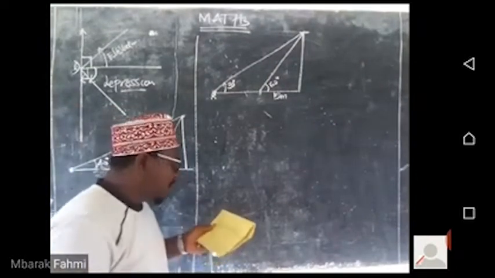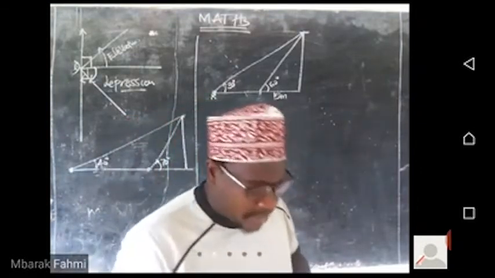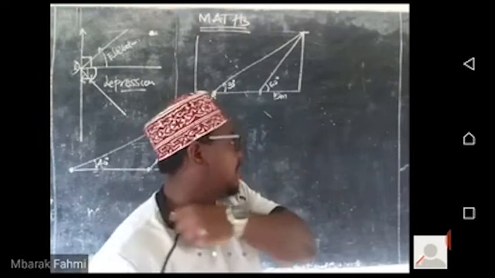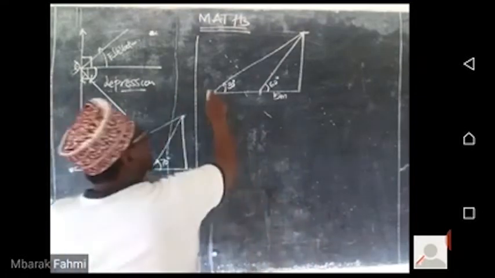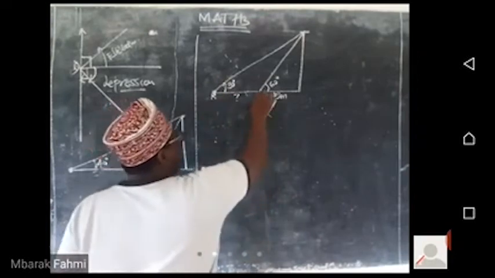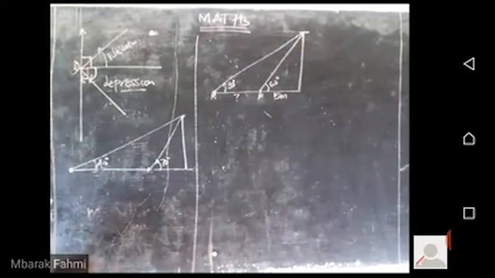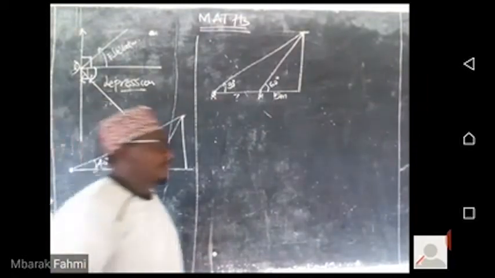Now the question: find the distance between Mwenda and Kiema if they are on the same side and on the same line. We want to get this distance, how far they were from each other. That one is going to be very simple.